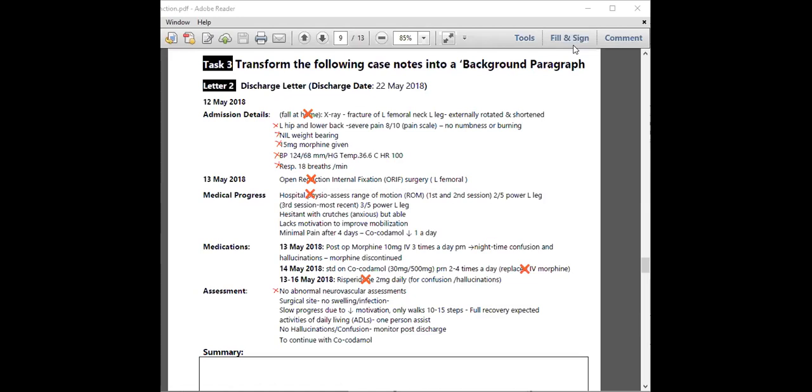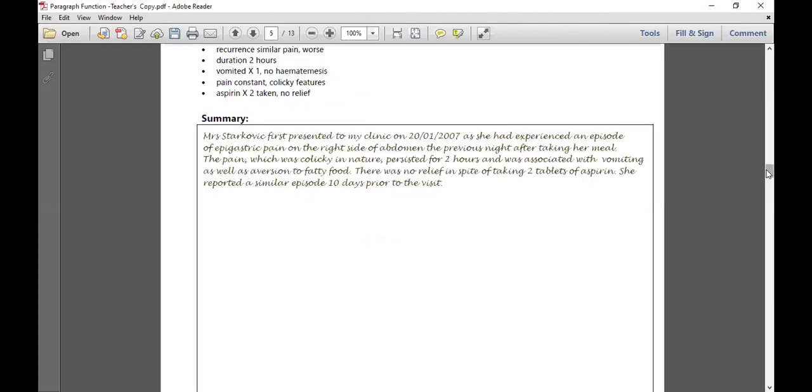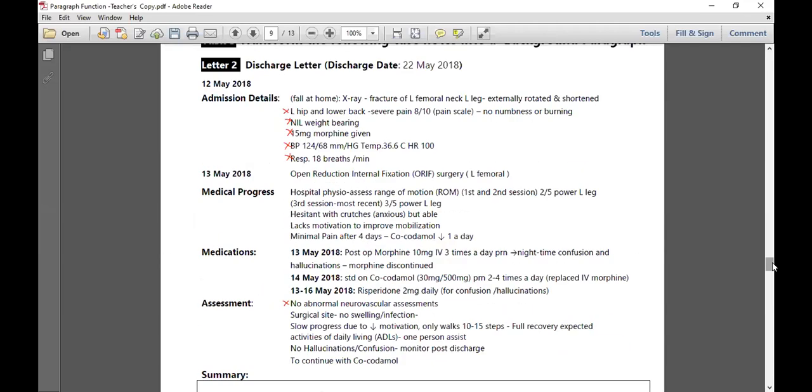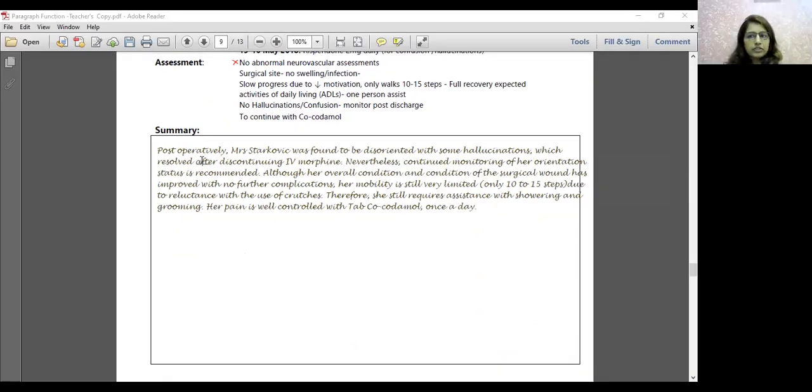Okay, so now if you have tried writing the summary for this, compare it with this and see to what extent you were able to make a precise summary and whether it was grammatically correct. Look at this summary here. Now directly we have started this from post-operatively, since we have mentioned the details of operation and admission in the introduction paragraph itself. Ms. Tarkovas was found to be disoriented with some hallucinations, which resolved after discontinuing IV morphine.